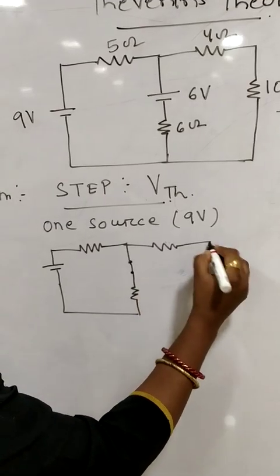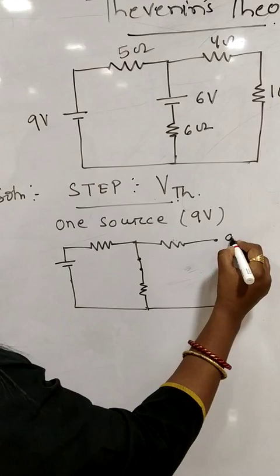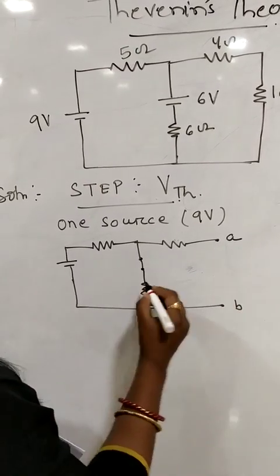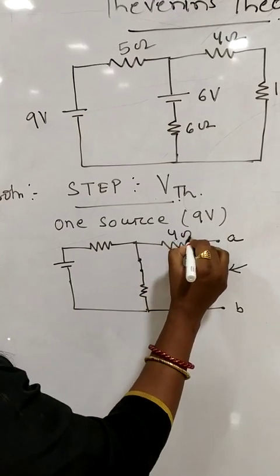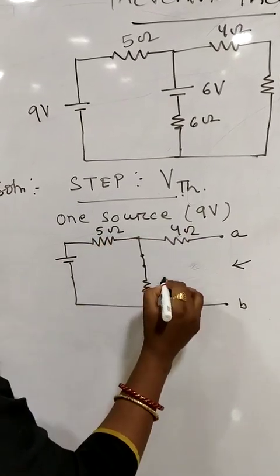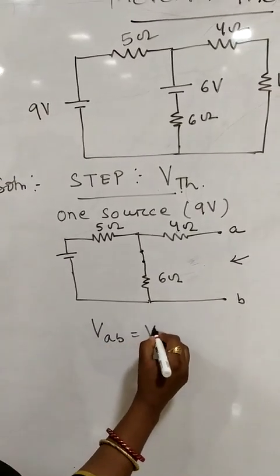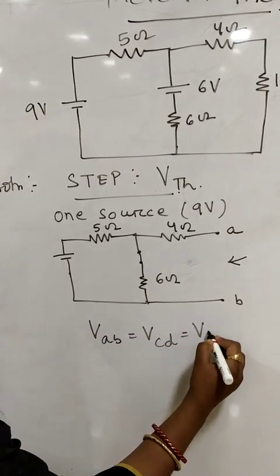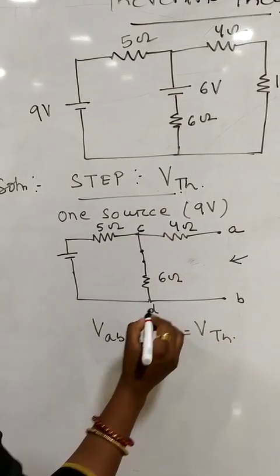and the load resistance across which I have to find the current, that part I will open circuit across the pair of terminals A and B. So I will look at the circuit from this side. Here is my 4 ohm, this is my 5 ohm, this is 6 ohm. The voltage across A and B is the same as the voltage across CD, which is called Thevenin voltage. So I need to find out the voltage across CD. This particular branch I will call C and D.